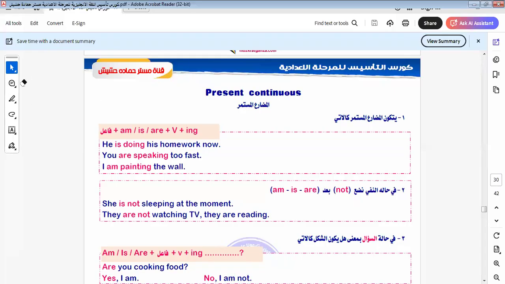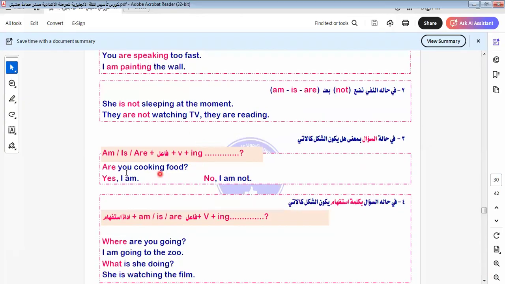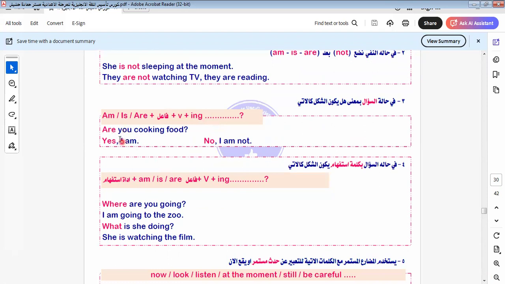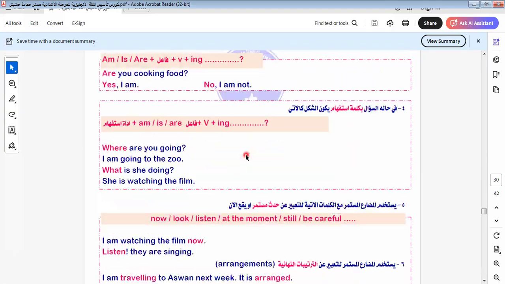Let's continue the rest of our lesson today. This is the formula of this tense. Here we use am, is, are plus verb plus ing form. When we use it in the yes/no question, we make a replacement. I replace the verb instead of the subject like this. Are you cooking food? We can say yes, I am, or no, I'm not.